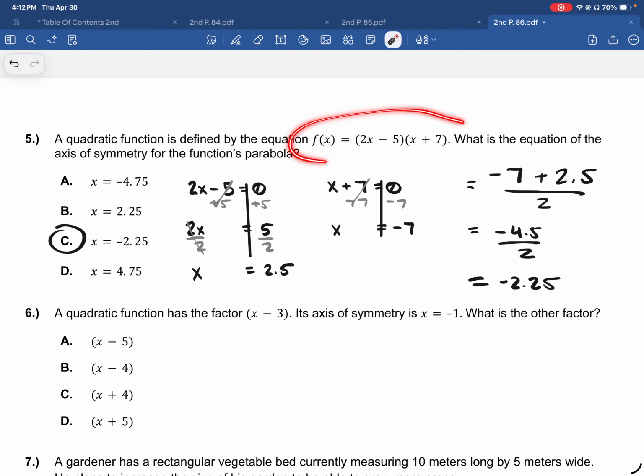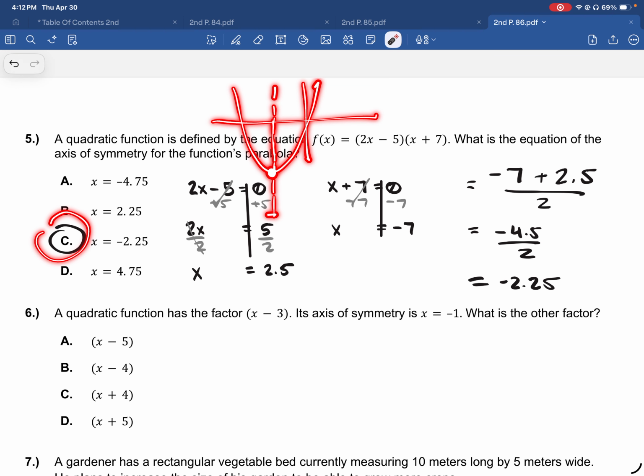On Desmos, you can just type this in exactly as it's typed in or written down here, 2x minus 5, x plus 7, both in parentheses side by side. You would get a picture of a graph that looks something like this. You just need to click on the vertex and see what the x-coordinate of that vertex is to find the axis of symmetry. The x-coordinate will be negative 2.25.